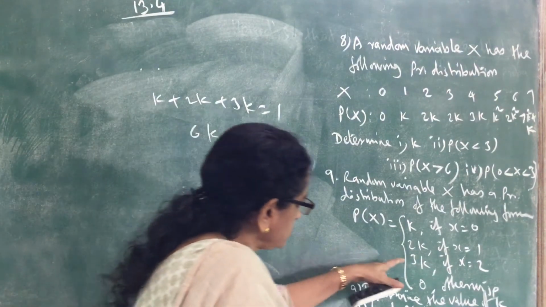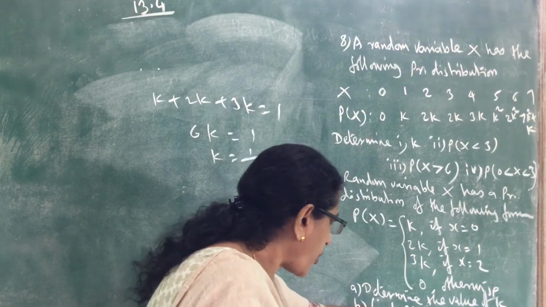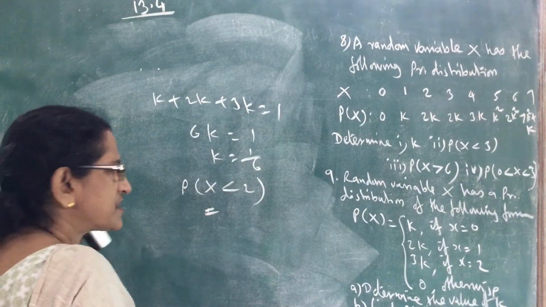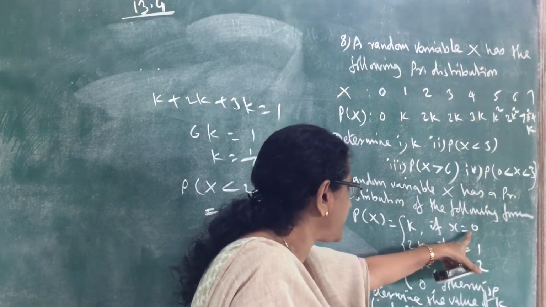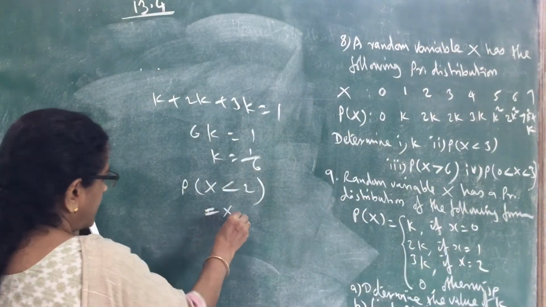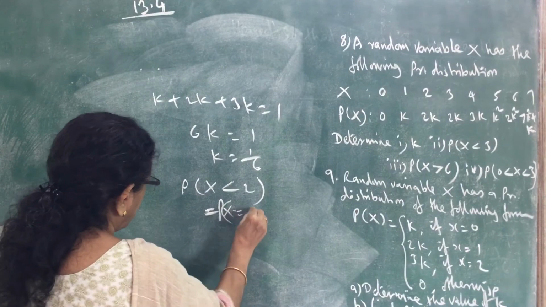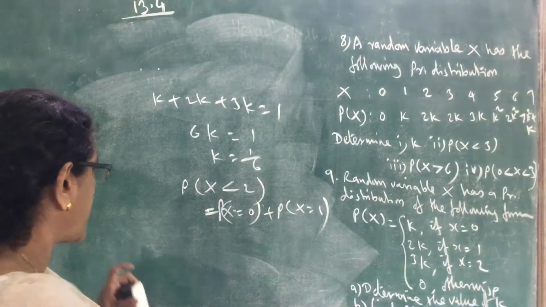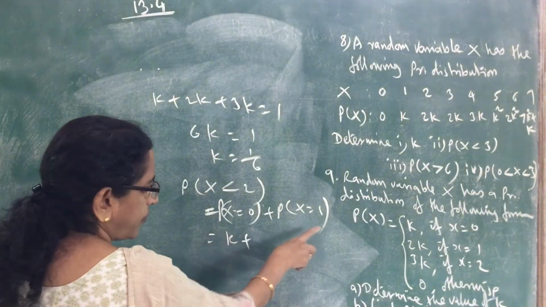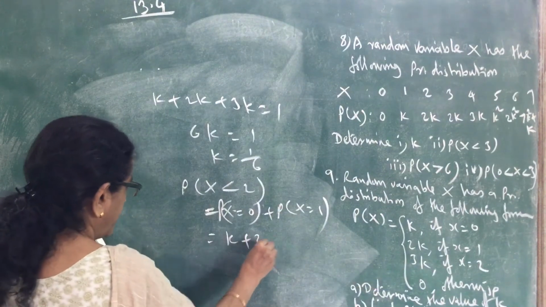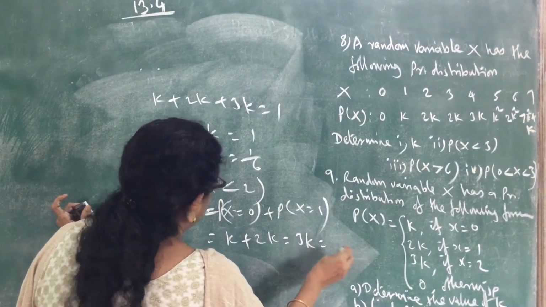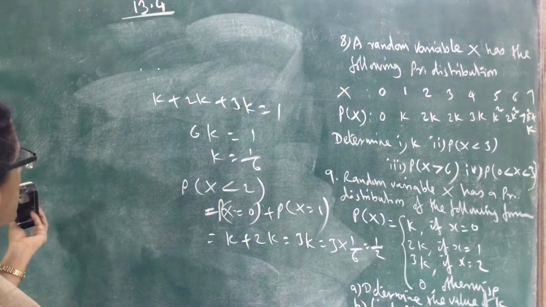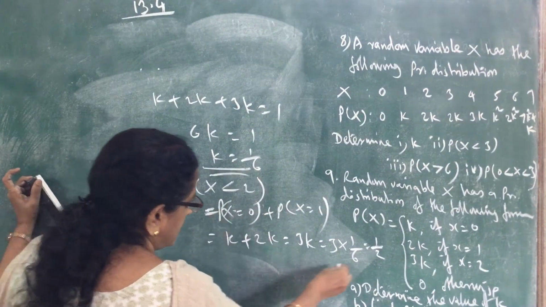Then, now we have to find the value of probability that x less than 2. X less than 2 means it can be 0 or 1. So probability that x equal to 0 plus probability that x equal to 1. Probability that x equal to 0 is k. Probability that x equal to 1 is 2k. So that is 3k, equal to 3 into 1 by 6. That is 1 by 2. Now, so we got k equal to 1 by 6. This is 1 by 2.